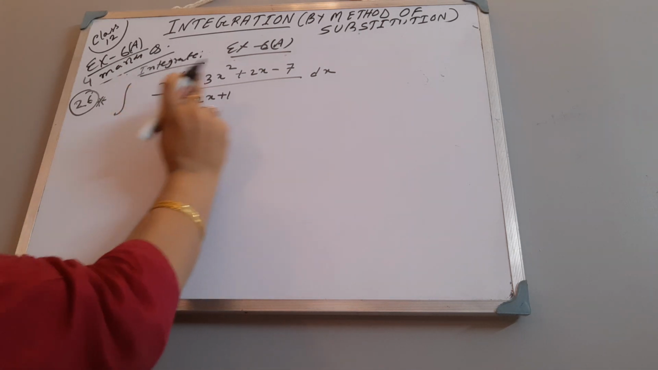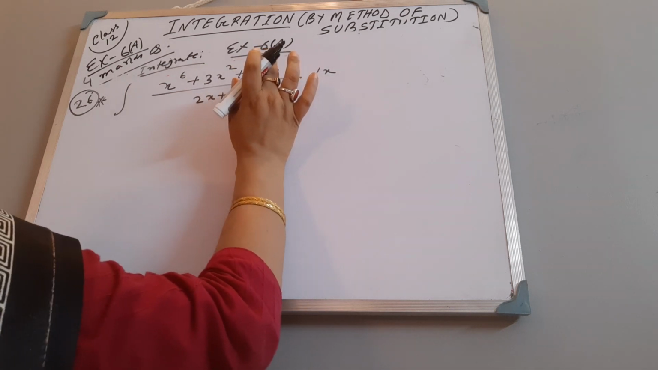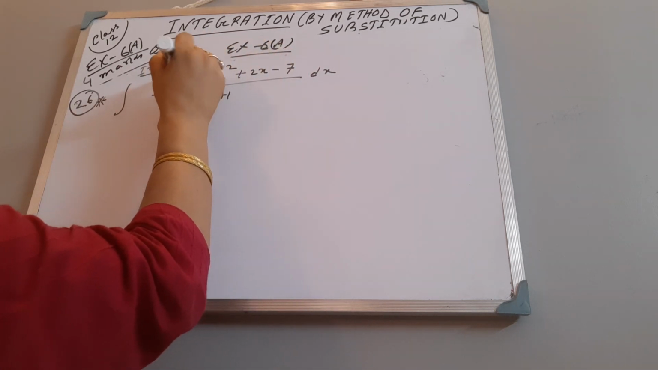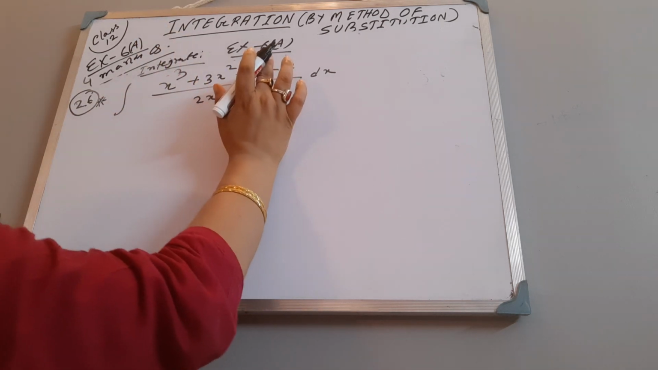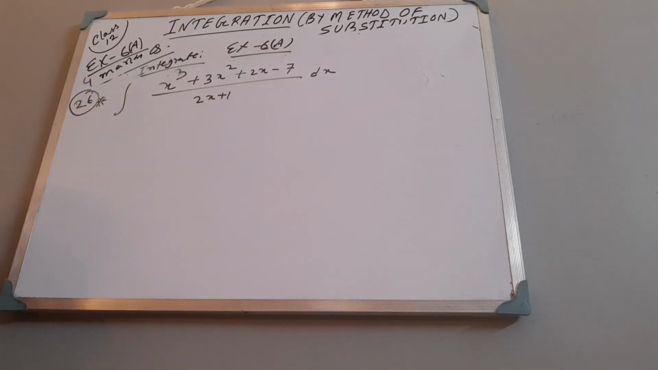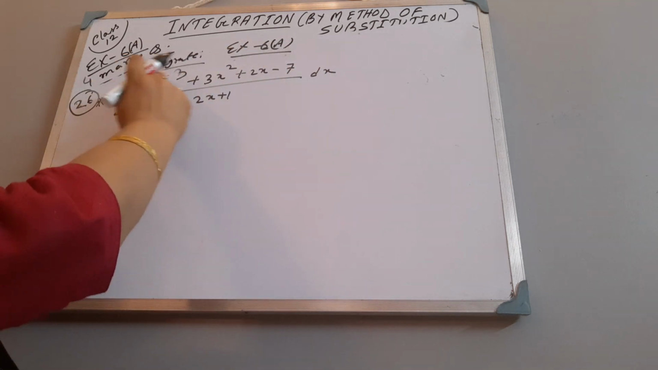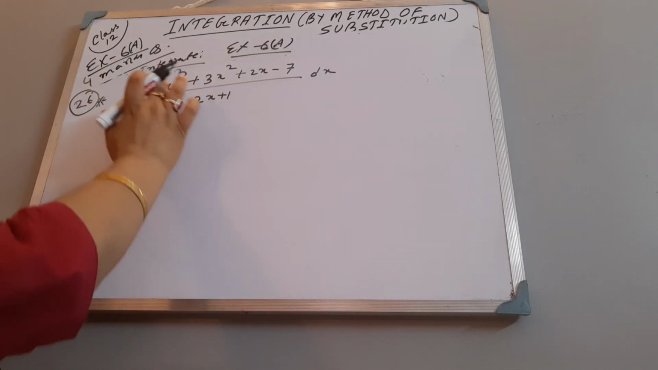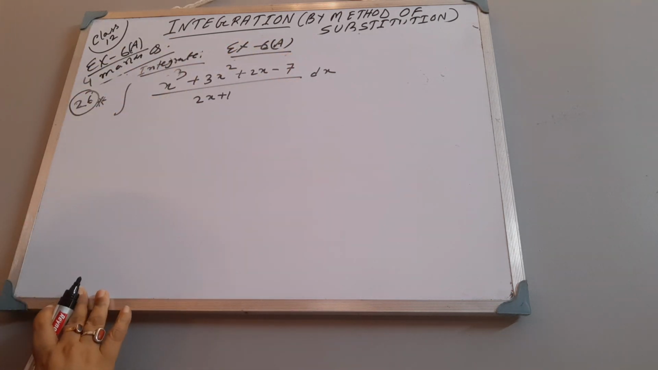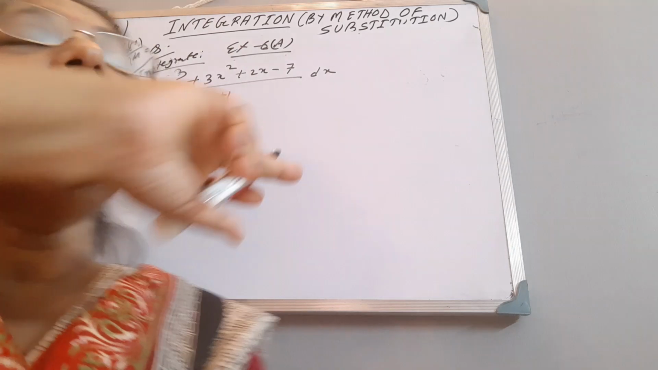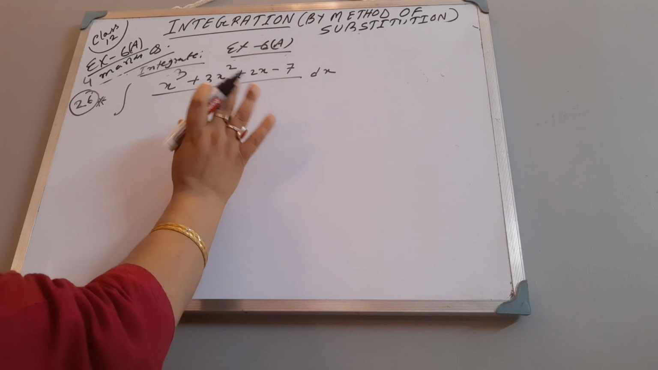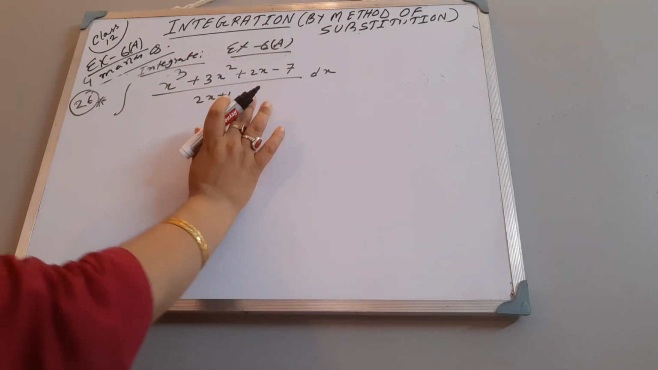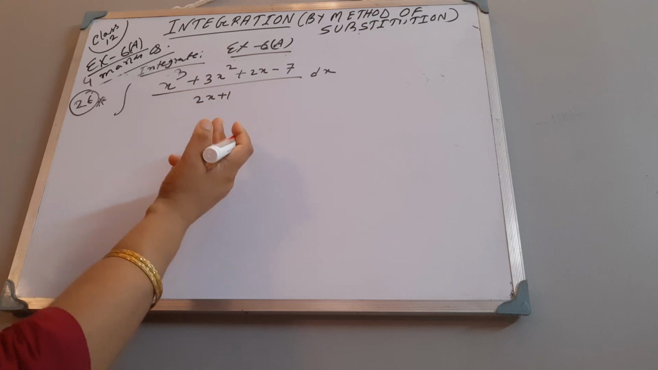The integrand is x cube plus 3x square plus 2x minus 7 by 2x plus 1. Normally, in the normal form, we expand the numerator and find the factors. But here, from this expression, it's not an equation, from this expression x cube plus 3x square plus 2x minus 7, normally we would use the trial and error method.